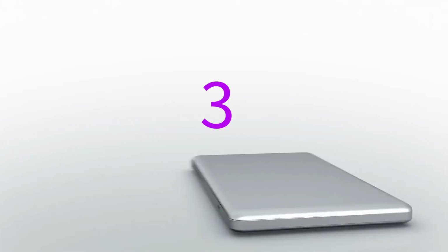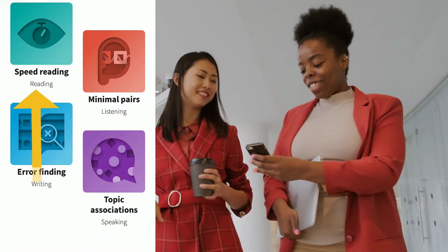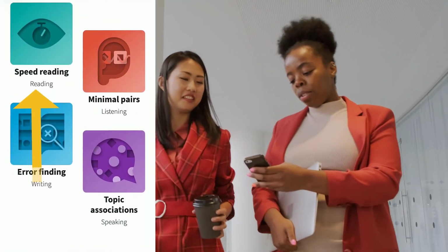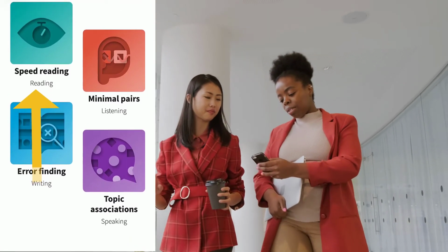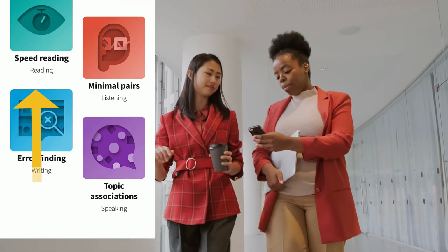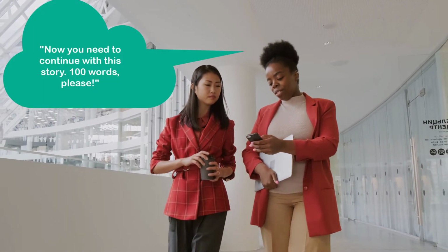Come on, teacher. Number 3. There is a section called speed reading. It's about a story. You can ask your students to continue with it. Remember that I said that your students can redo the activity during the first 24 hours? Well, here's the thing. They do the exercise first, and then they can continue with the story.